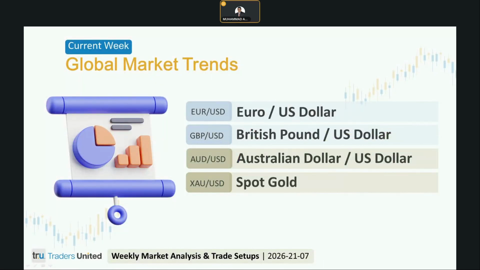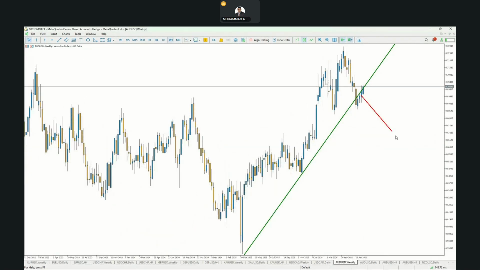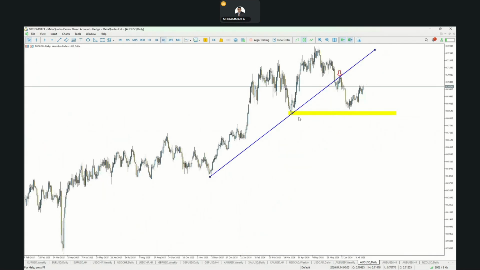Next, AUDUSD. Australian dollar is kind of finding support over here. This is the support. We got a trend line break, but market is again going back up, so this might turn into a false break. The real support is right over here. So it's quite possible that AUDUSD currency pair is going to rise up.